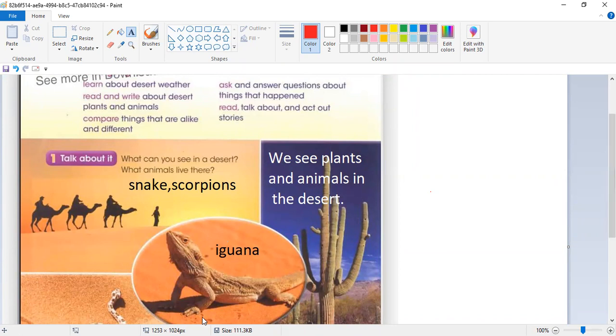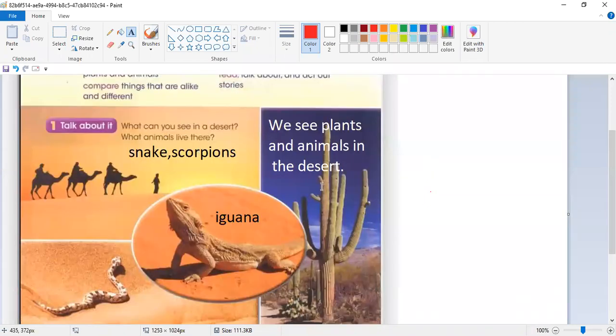Now look at this question here. Number one, we talk about it. What can you see in a desert? You see different animals and different plants. Usually there is not a big variety of plants because there is less water and very little rainfall in the deserts.